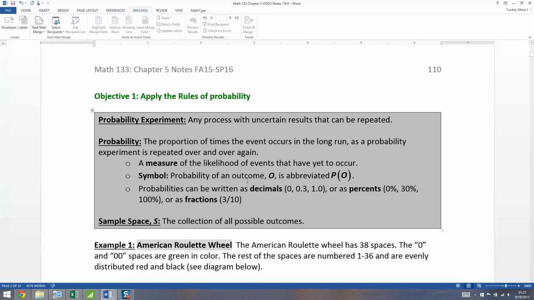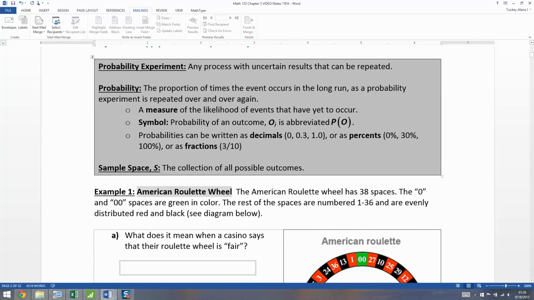But of course, it's the measurement of likelihood of events that have yet to occur because nothing is in the past. Everything's about the future. The symbol for an outcome is capital O for outcome, and the abbreviation for probability is P parentheses O. If you've been in algebra class, that looks familiar, hopefully, because that's function notation, because probability is a function. So it's the probability of O, of outcome O.